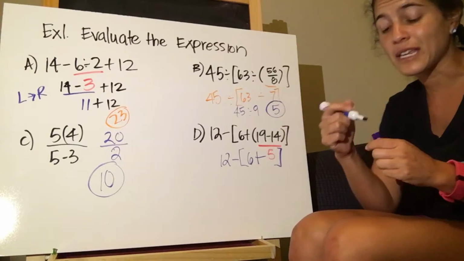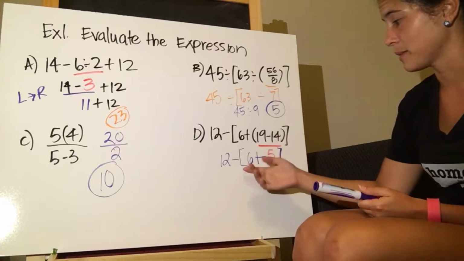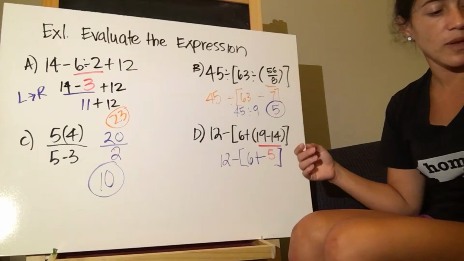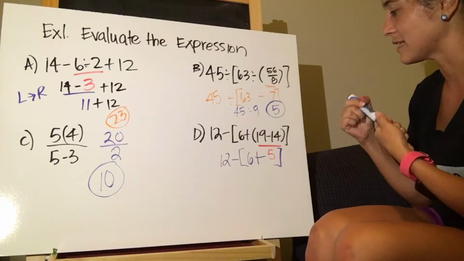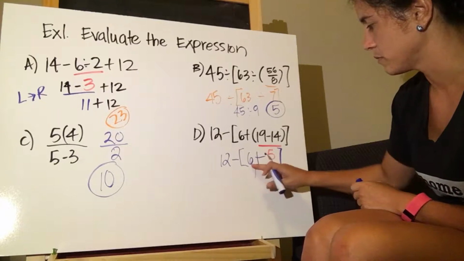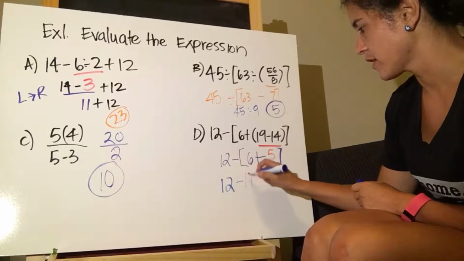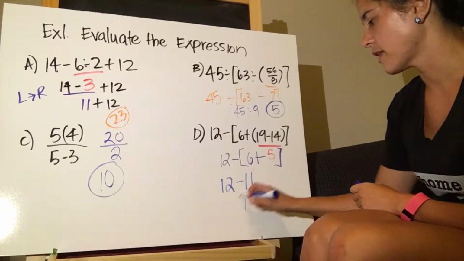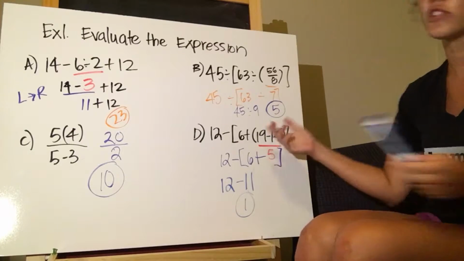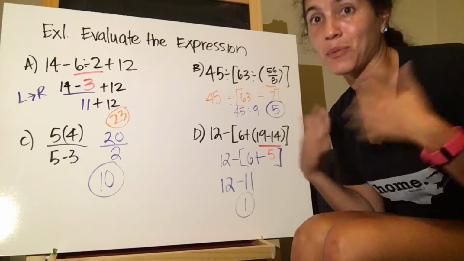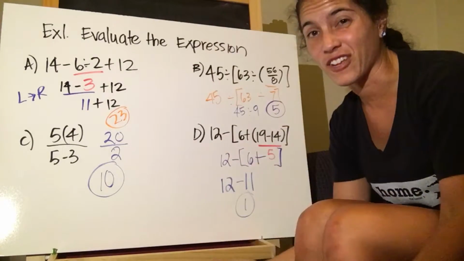Once I have completed my grouping symbols, I don't need to keep writing them. I'm going to continue in with my grouping. 6 plus 5 is 11. And then I bring everything else down. And 12 minus 11 is 1. So again, once you complete your grouping symbols, you don't have to keep writing them over and over, and you just bring everything else down.